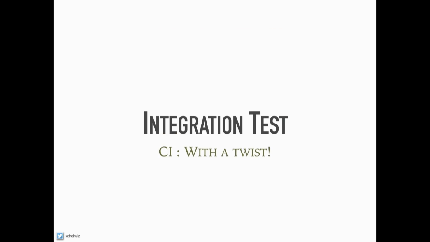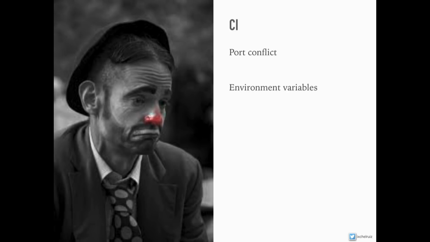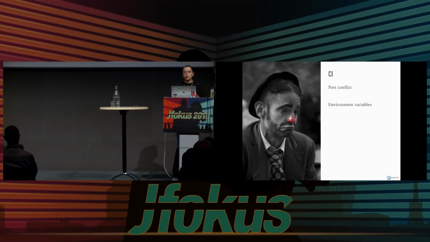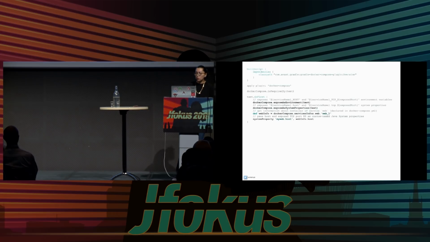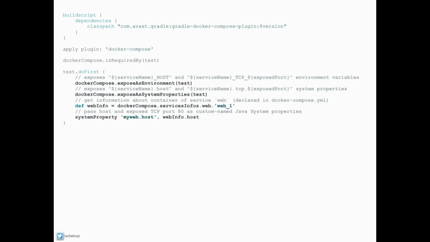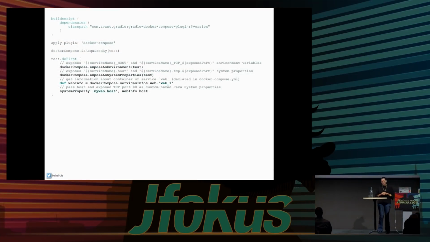This works in integration tests locally. What happens if you go to CI/CD? You have port conflicts. Remember, in my Docker Compose, I was exposing a very specific port. There is a solution in the Docker Compose plugin. It allows you to expose as environment variables the different ports, IPs, even the names of the containers, if we wanted to keep them anonymous. That was perfect. We thought that we were there. Everything was running perfectly.